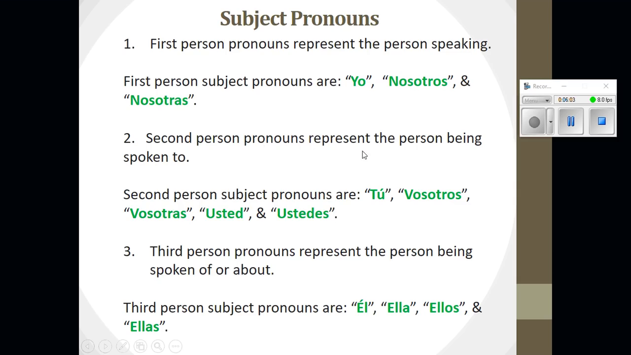Okay, second person pronouns represent the person being spoken to. Notice that there are a total of 5 of these. And so if you're talking to someone, you would say you. Notice we have tú, vosotros, vosotras. Remember, those are used in Spain. Usted and ustedes. Remember, ustedes is used in Latin America. So pause the video. And for part C under second person pronouns, make sure you write those 5 Spanish pronouns down.